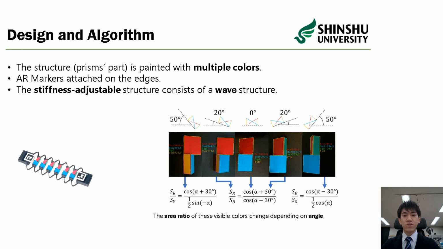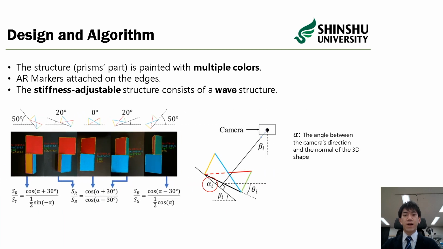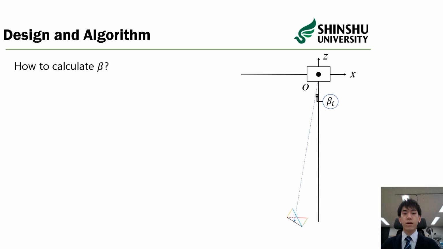So using the equations, the tilted angle, alpha, can be calculated. More precisely, alpha is the angle between the camera's direction and the normal of the 3D shape. To define the surface, we need theta, which requires beta. How can we calculate beta?